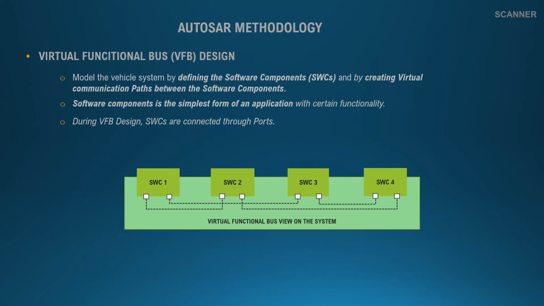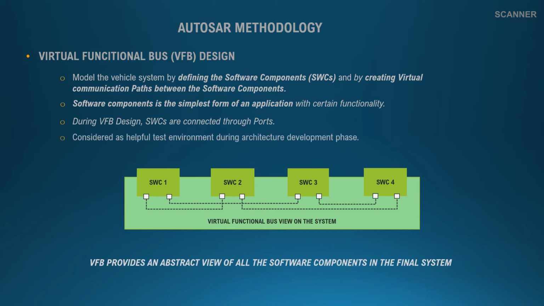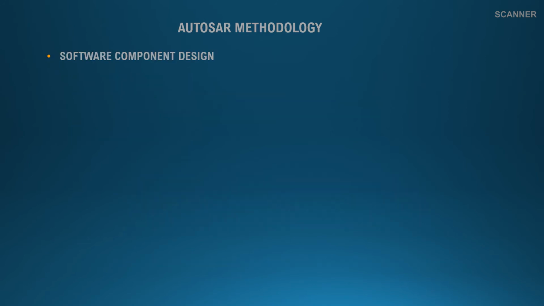At the VFB level, it is not yet clear how the electronic control units will later be distributed and connected to each other in the real vehicle, but it is a helpful test environment in the architecture development phase. In short, VFB provides an abstract view of all the software components of the final system, and it also enables the development of software.